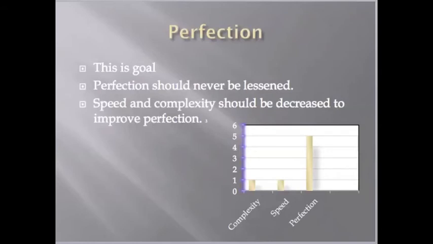Perfection is the goal. Don't ever lessen perfection. Reduce the speed and reduce the complexity to increase perfection. Your practice should look like that chart there on the right. Low complexity, low speed, a high level of perfection. And as you get better, once you can do it at a slow rate of speed perfectly, then increase your speed, then increase the complexity, and then add each chunk on top of each other.